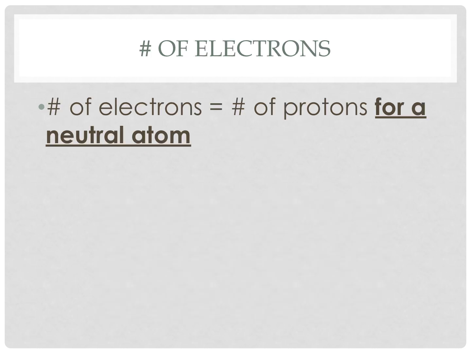Okay, number of electrons will equal the number of protons for a neutral atom. Neutral means it doesn't have a charge. Towards the end of class today, we're going to start changing that rule, so we'll start learning about ions at the end of class. When atoms have a charge, number of electrons no longer equal number of protons. But for right now, we're only going to talk about neutral atoms. So number of electrons equals number of protons.